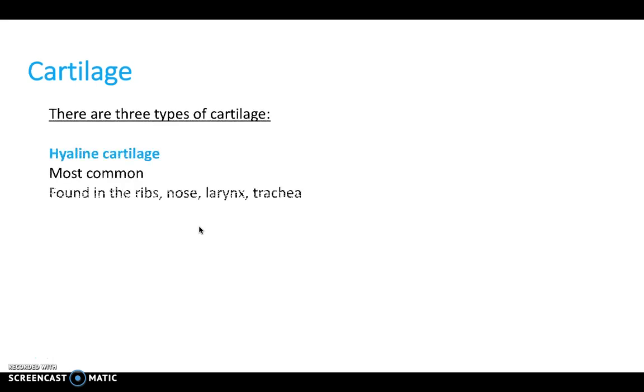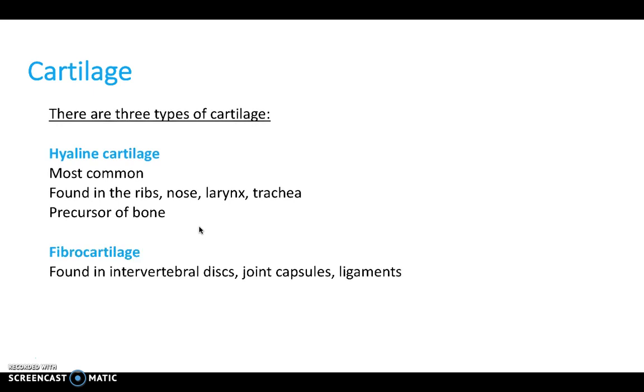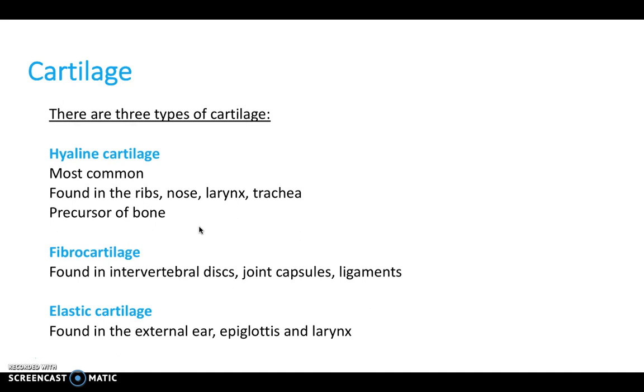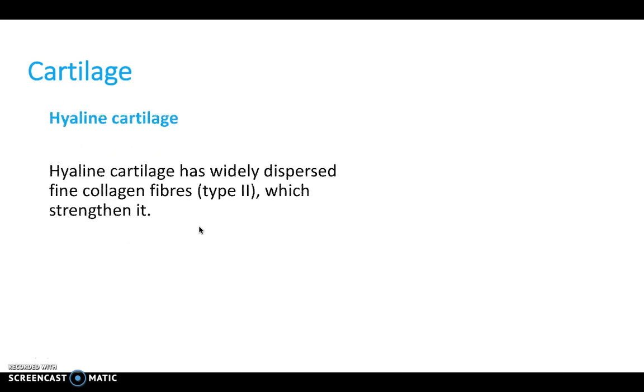Next in this video I said we'd take a look at cartilage, muscle and ligament and what they are and what they do. So there are three types of cartilage. Hyaline cartilage, which is the most common, found in our ribs, nose, larynx and trachea, and it's a precursor of bone as well. There's also fibrocartilage, and this is found in the IV discs, in joint capsules and ligaments. And then we've got elastic cartilage, which is found in the external ear, epiglottis and larynx, and this is the least common type of cartilage.